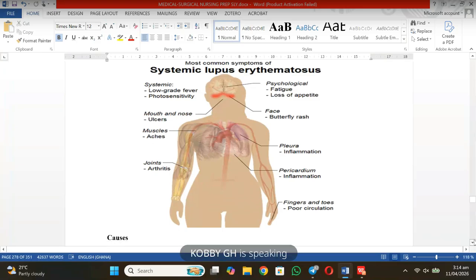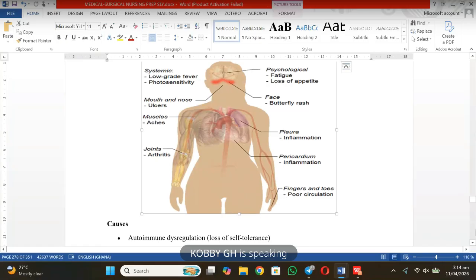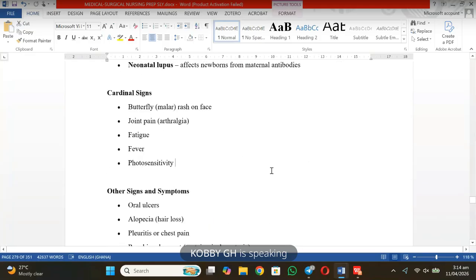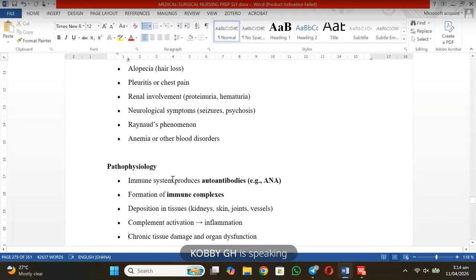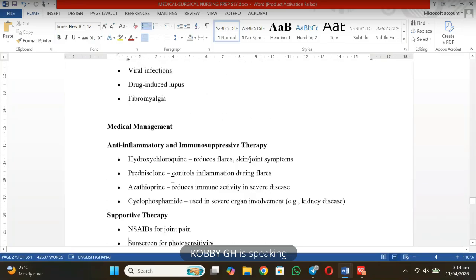Is that okay? And then it can cause poor circulation of blood into the fingers and toes. So you realize that lupus is very unique in nature compared to psoriasis, which is limited or restricted only to the skin. Lupus goes beyond the skin and can manifest in several other organs, causing damage.